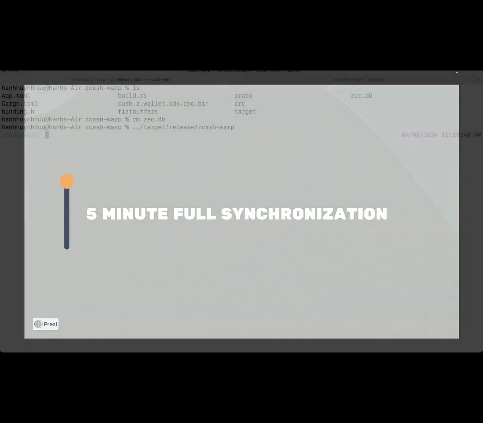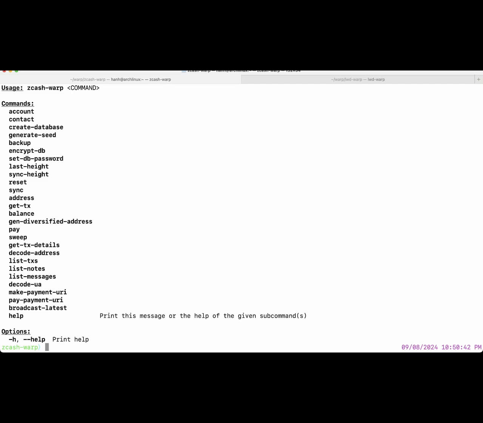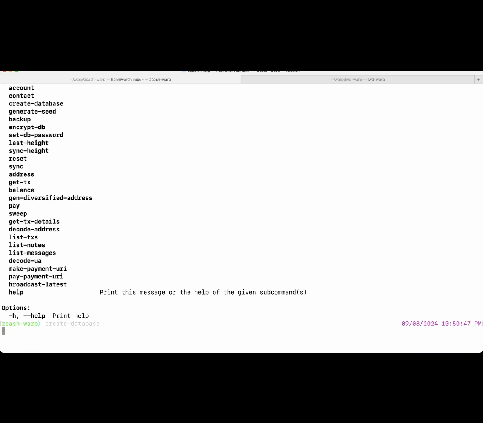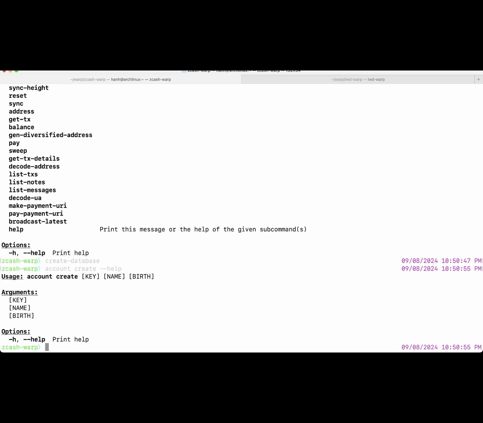Let's begin by creating a new database and importing the ZEC Pages account using the viewing key published on the website. It's worth noting that I'm working with a sapling viewing key so that all node decryption won't be necessary. We're still going to scan through it.